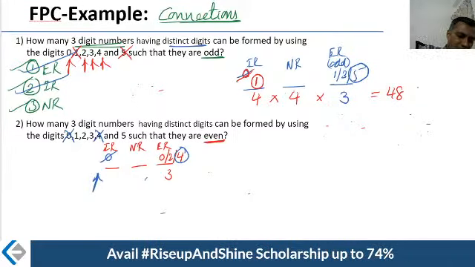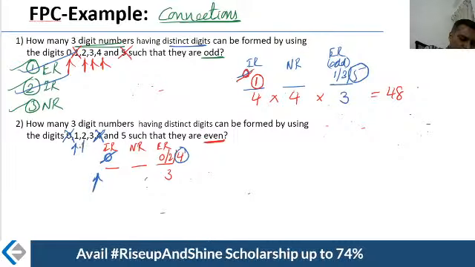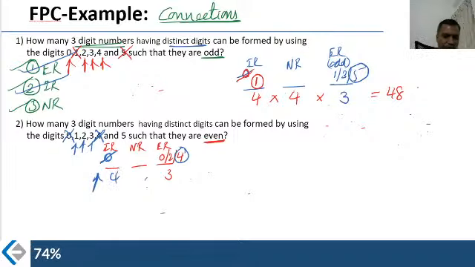So 4 has been already used. 0 cannot be used because 0 cannot be used here. If 0 cannot be used, how many other digits can be used? The remaining 4 digits can be used. Good. Now keep this in mind, friends.